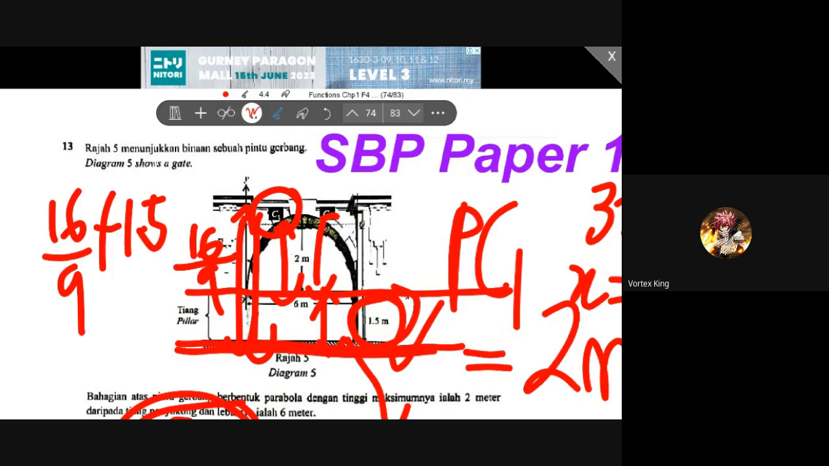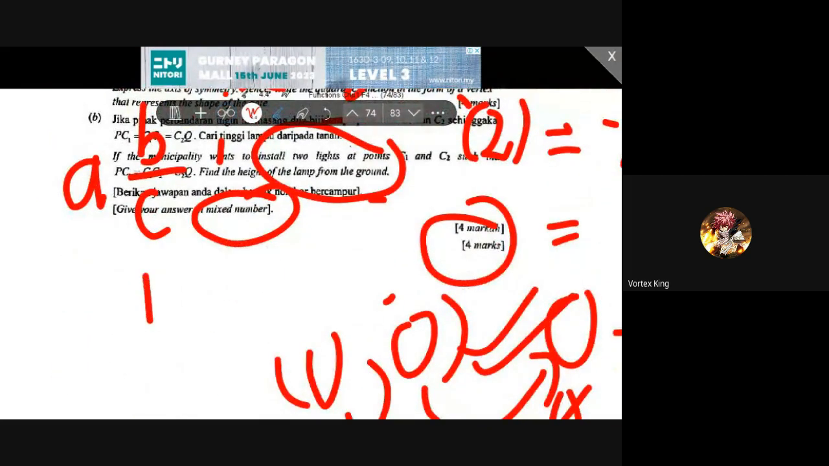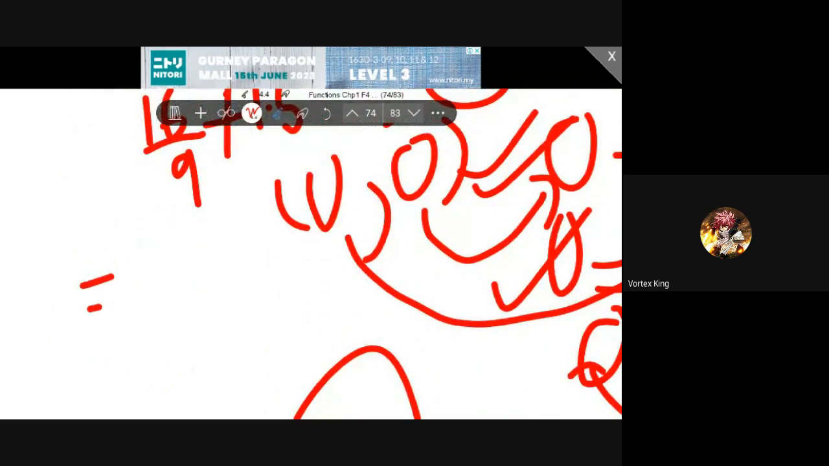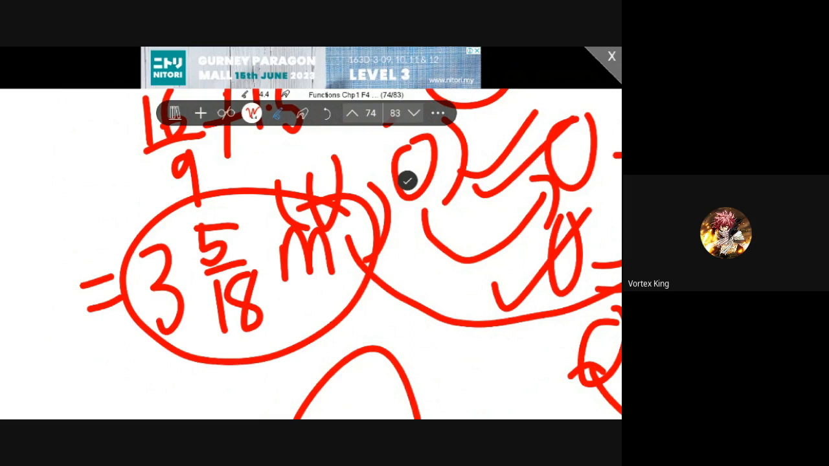So there are many tricks in this question actually to prevent you from getting the marks. So just now it is 16/9, right? So add 1.5, you will get your final answer, 35/18. You must write in this form. If you give it as an improper fraction, it won't be accepted. Must be in mixed number.